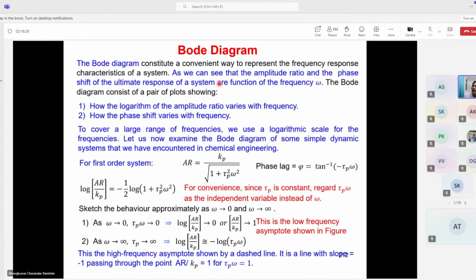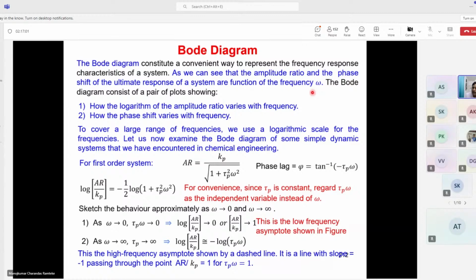The important part in the stability of the control system using frequency response is a Bode diagram. Bode diagram is named after the scientist Bode. Okay, what is a Bode diagram? It's a convenient way to represent the frequency response characteristic of a system. In a Bode diagram, there are two types of plots. One is we are plotting amplitude ratio versus frequency.